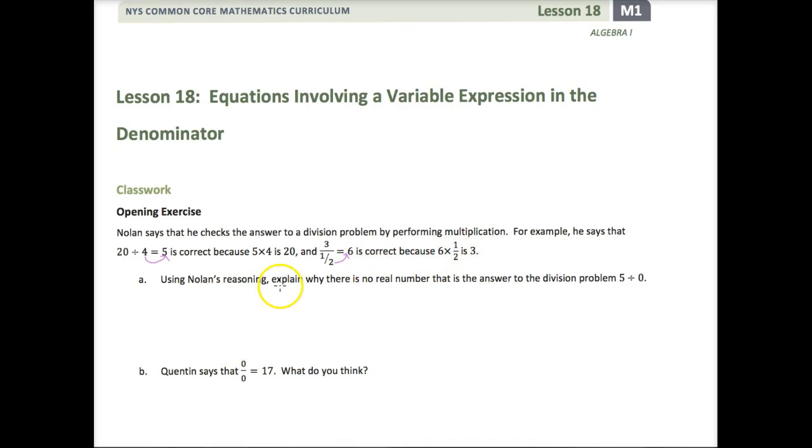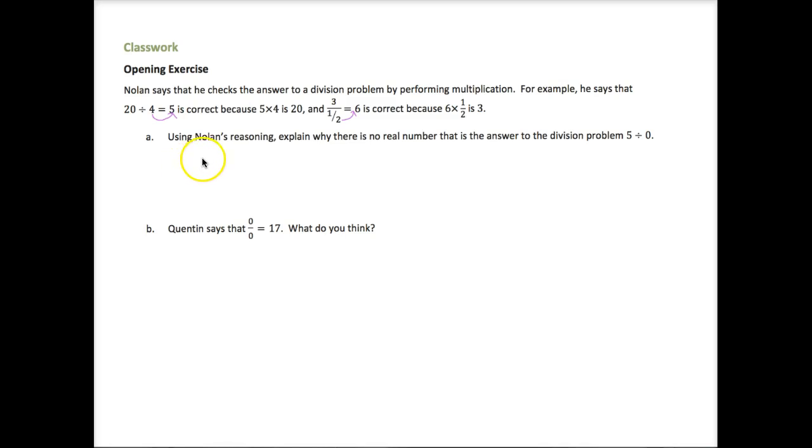We're going to use Nolan's reasoning and explain why there is no real number that is the answer to the division problem 5 divided by 0. All right, let's think about it. 5 divided by 0 has got to equal a number. That's what we're saying, that you could divide by. And if we use Nolan's reasoning to check our work, we go 0 times n, and what we're going to find out is 0 times n equals 5.